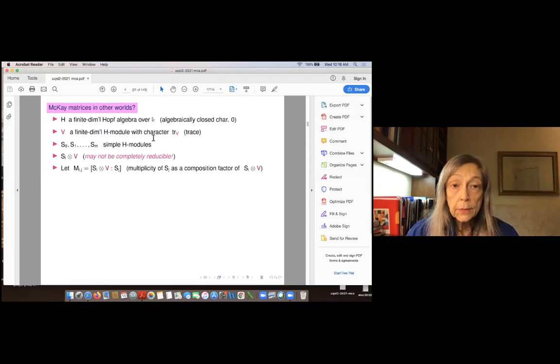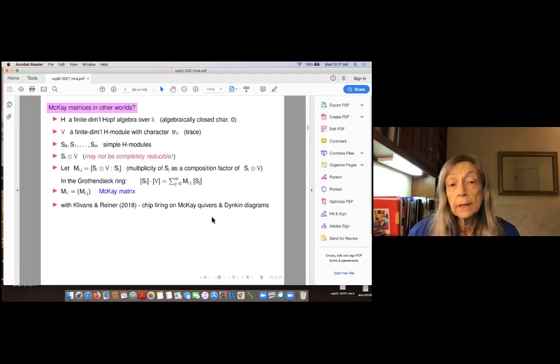But what I want to do is look at the multiplicity of S_j as a composition factor in this tensor product. I'll let that be M_ij. Another way to phrase this is that in the Grothendieck ring, if you multiply these two isomorphism classes, you'll exactly get these numbers. So in this setting, it looks like the previous case. This is what I'm going to call the McKay matrix.